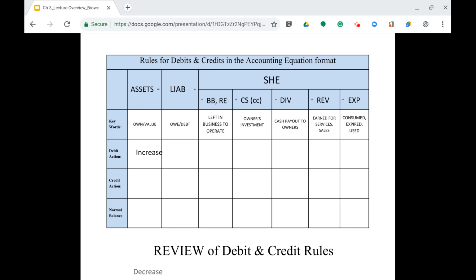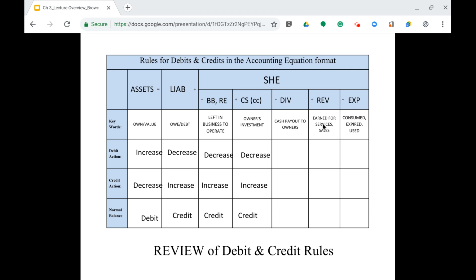We need to know that a debit to an asset increases it. A credit, therefore, will decrease it. The normal, meaning the side that increases, is a debit. For liabilities, it is the opposite. A debit will decrease, credit will increase, and the normal is a credit. Retained earnings and common stock both function the same as a liability. They both decrease with a debit and they increase with a credit.